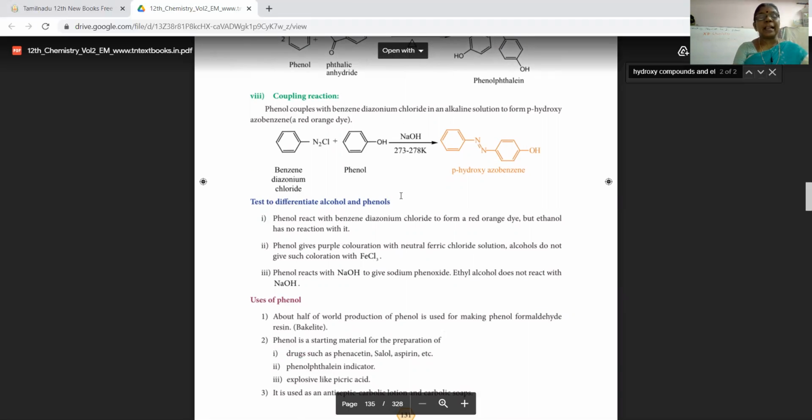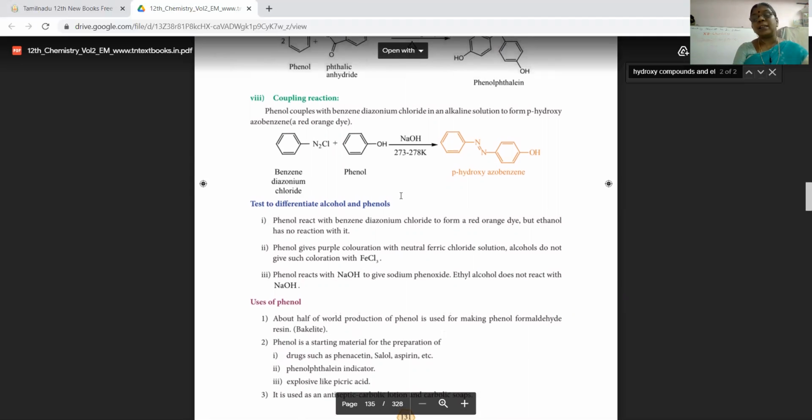Next is the coupling reaction. Phenol couples with benzene diazonium chloride in an alkaline solution to form para-hydroxyazobenzene. That is also used as a red-orange dye. Benzene diazonium chloride with phenol, if it is treated, the chloride is removed as HCl, then you will get two benzene rings with N2 in between. So you will get para-hydroxyazobenzene.